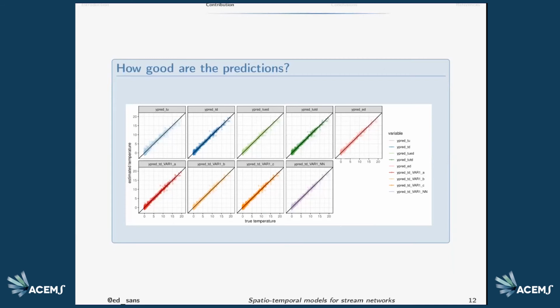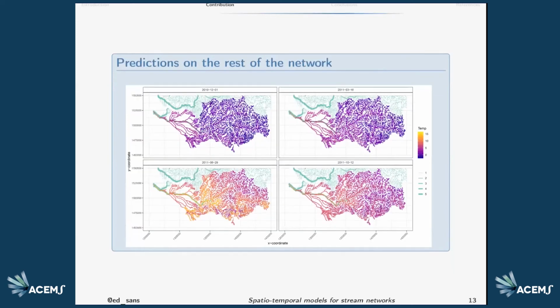So how are the predictions? In the held-out 20% of the data set, we compare the true latent temperature with what we estimate from the model, and we see here that they are really similar, meaning that the model is producing really good predictions. Some output from the model as well is that we can predict across the whole branching network. This is, for example, the estimation of the temperature on 4 different dates in the time series.